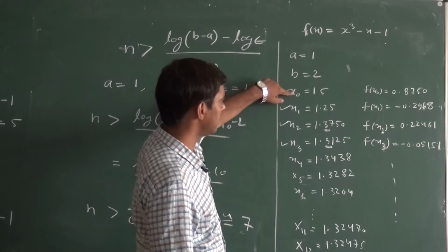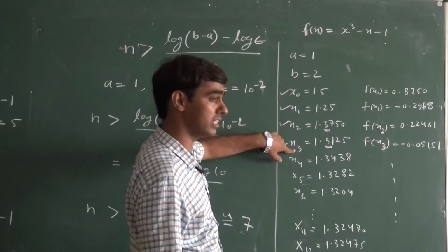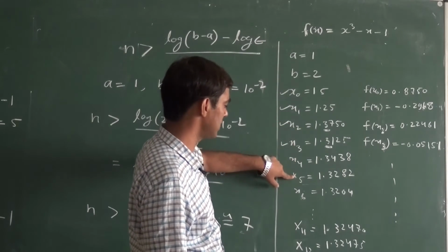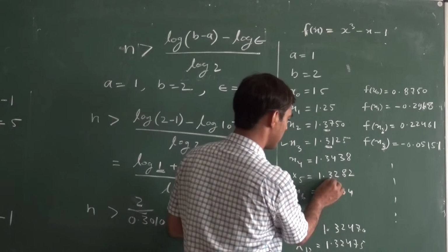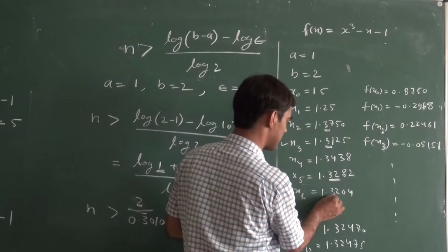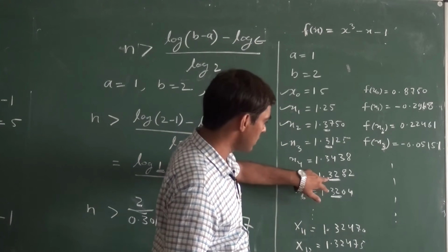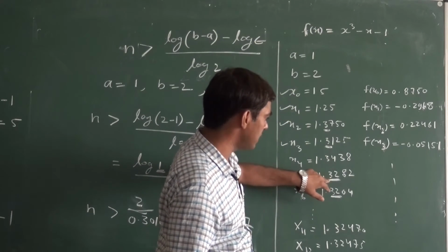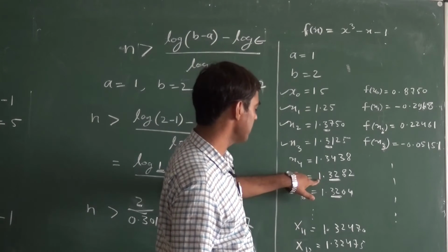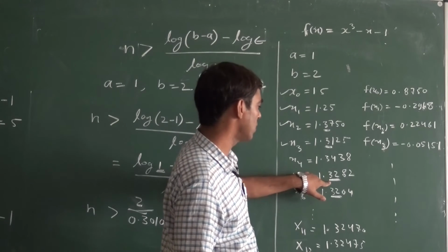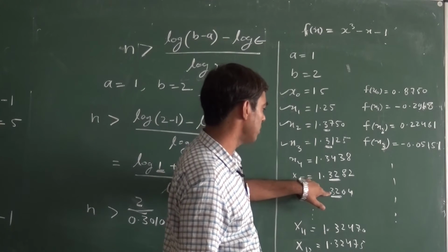So this is the first iteration, this is the second, the third, the fourth, the fifth, the sixth, the seventh. In the 7th iteration, if we observe the 6th and 7th iterations, you will see the root is repeated up to 2 decimal places. So what is the meaning of this? The root is now correct up to 2 decimal places, and it is 1.32.